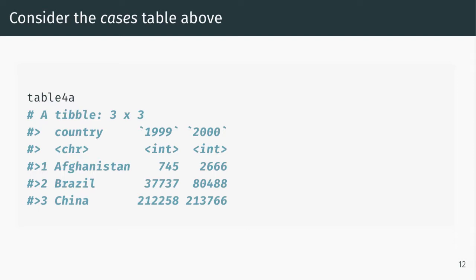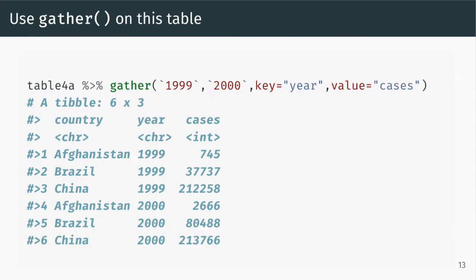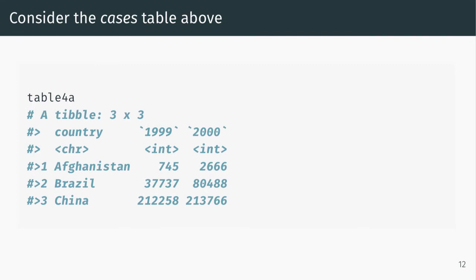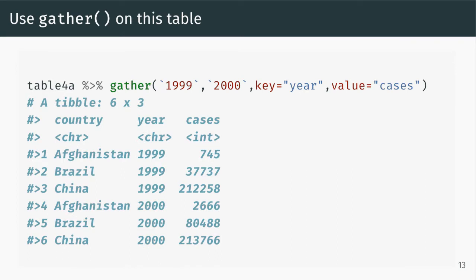So that cases table looks like this, and we can change it using gather so that we have 1999 and 2000 as part of the key year, and the value of that key is cases. So we've transformed that table into this one. So let's briefly look at that table again. This table is harder to work with for data analysis purposes anyway. This table is easier to work with.